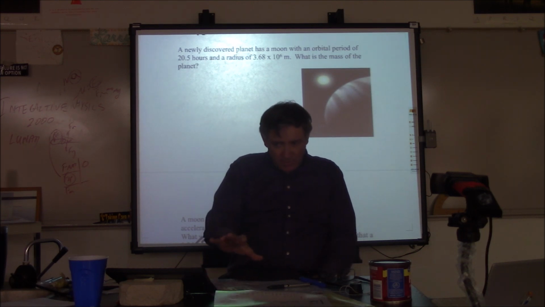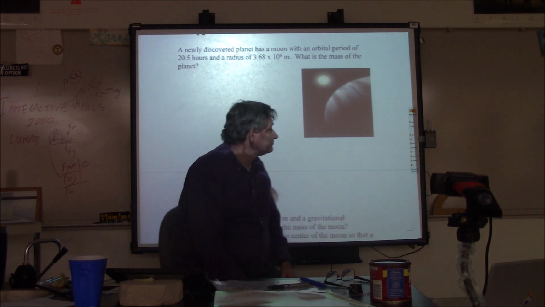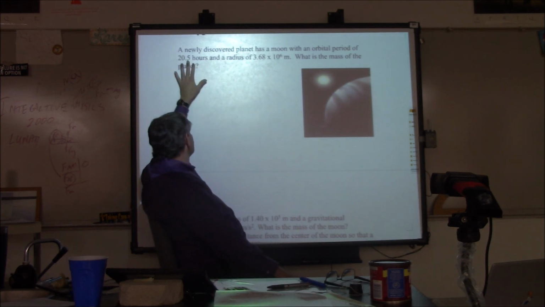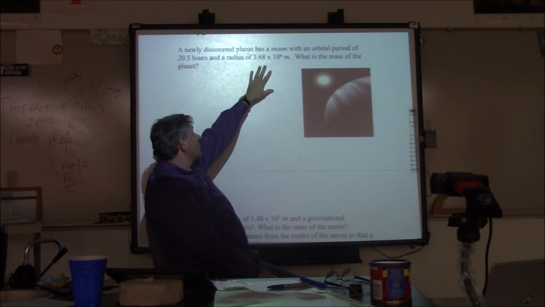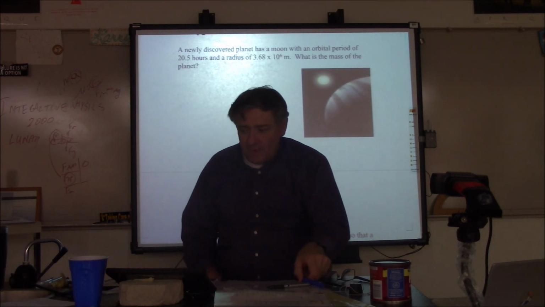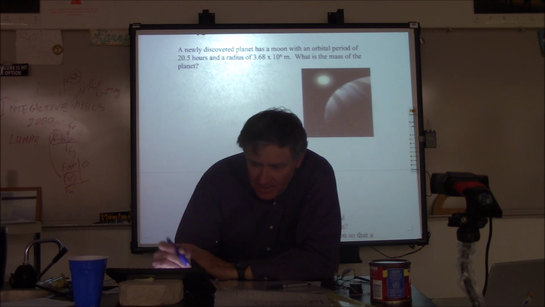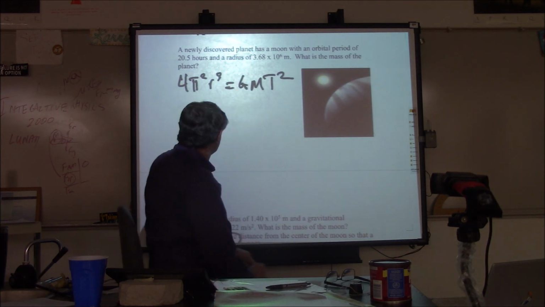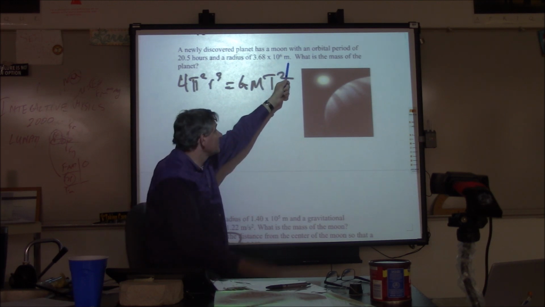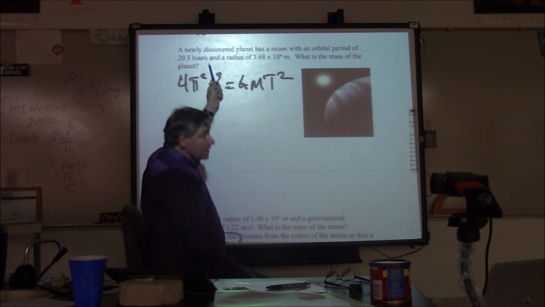So, here's the story. We've looked through a telescope, and we've made observations about this moon, so we know the orbital period of the moon, we know the radius of the moon, and we want to figure out the mass of the planet. So right away, you can go to that Swiss Army knife equation: 4 pi squared r cubed equals big G mass times t squared. We know the radius, and that's already in meters, so that's cool. We've got the period, which is 20.5 hours.